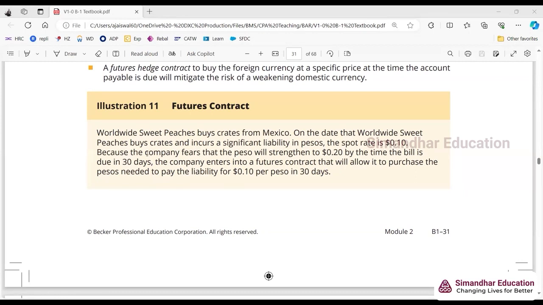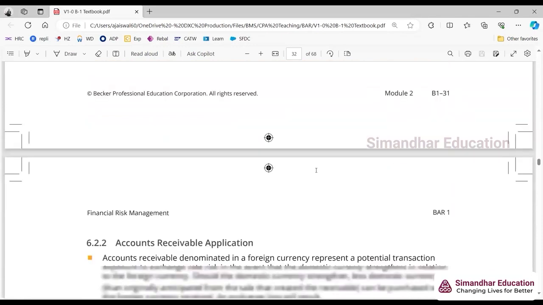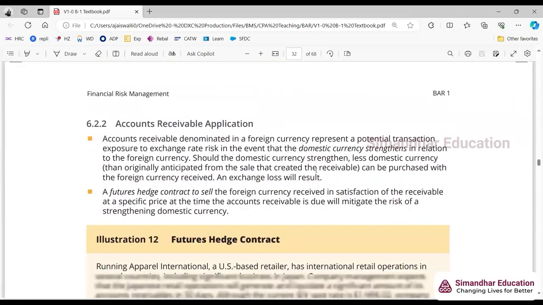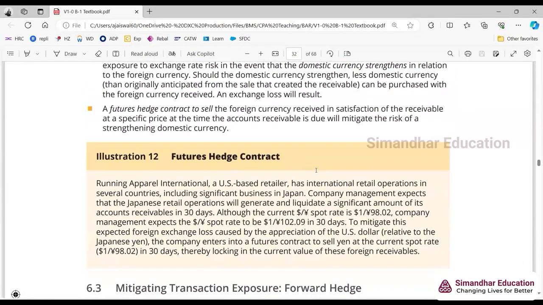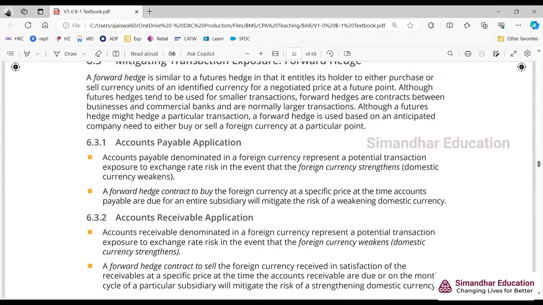Now company fears pesos going up, right? Because it's an AP, to 0.20. So they may enter into a future contract which will allow them to buy it at 0.10 only. Now later it may go down also to 0.05. All right, we don't know that. So to safeguard ourselves, we are trying to hedge ourselves, right? That it may go up. So this is fine. Futures we have understood.